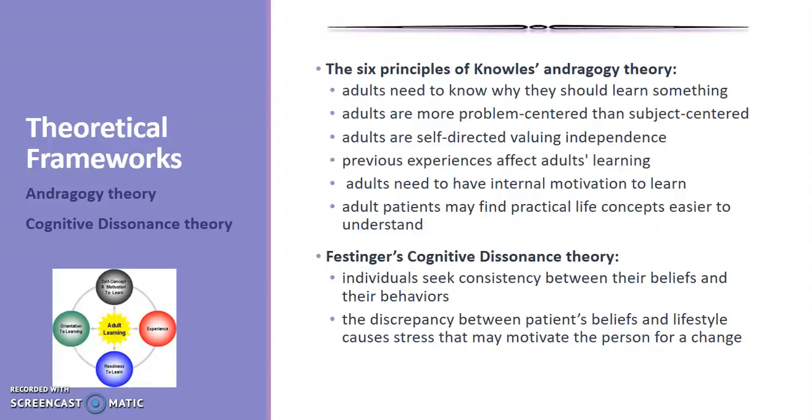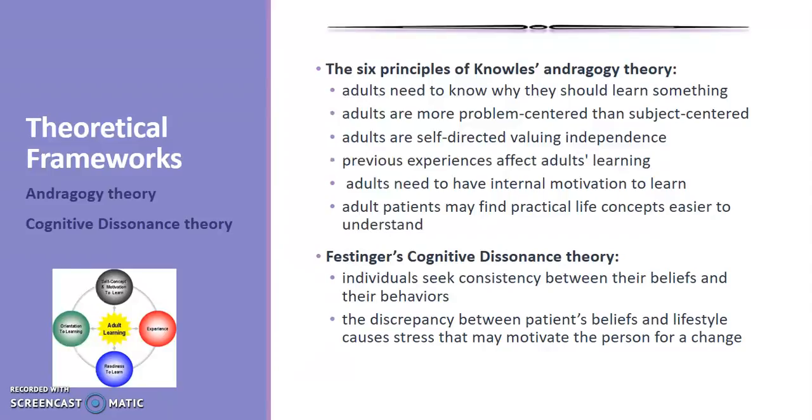The most relevant theories used for this project are Knowles' andragogy theory and Festinger's cognitive dissonance theory. Knowles' andragogy theory describes 6 principles of adult learning. Adults need to know why they should learn something. They are more problem-centered than subject-centered. They are self-directed, valuing independence, and previous experiences affect how they learn. Adults need to have internal motivation to learn, and adult patients may find practical life concepts easier to understand.